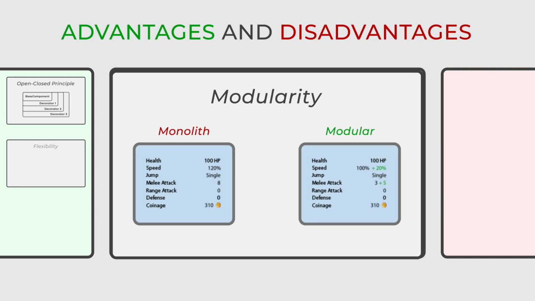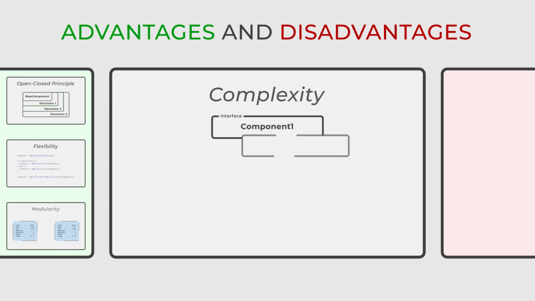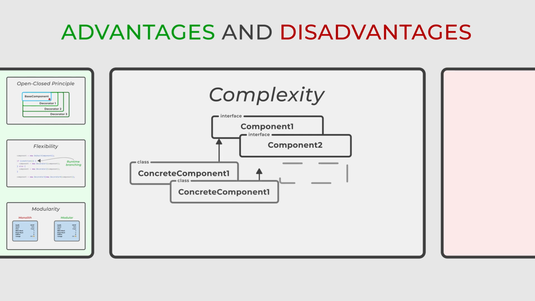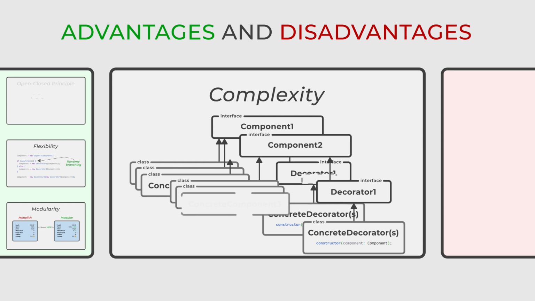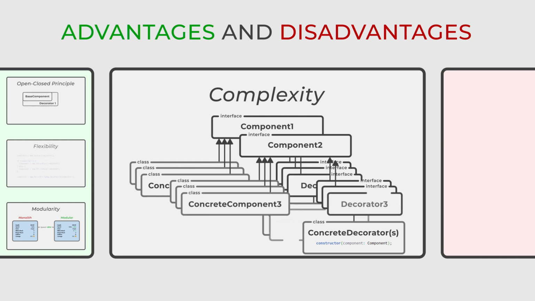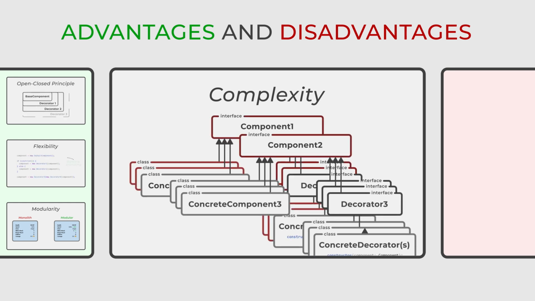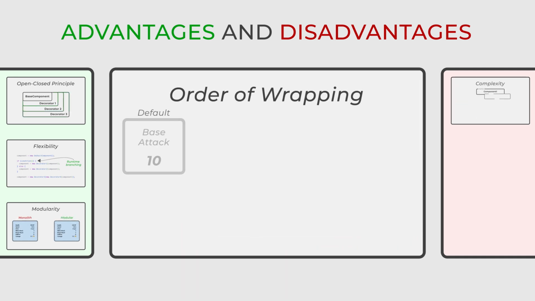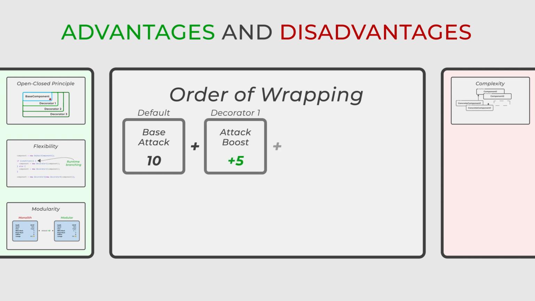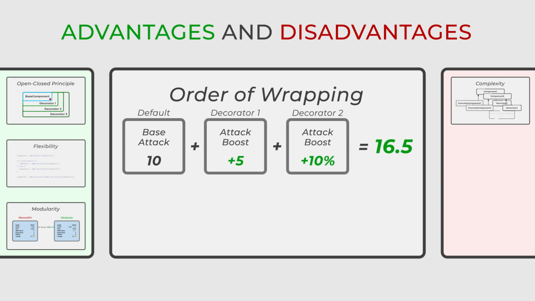On the flip side, one of the primary challenges is the complexity it introduces, resulting in an increased number of classes. This can make the codebase more intricate and challenging to grasp, especially for newcomers or those unfamiliar with the pattern. Additionally, the order in which decorators are applied is crucial, as it can significantly impact the system's behavior.